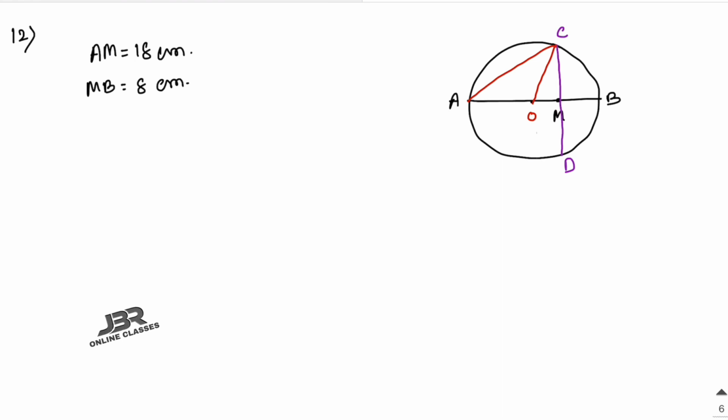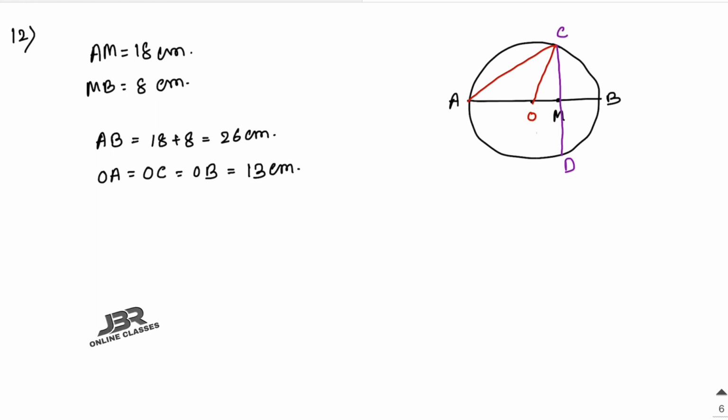So here first write down AB. AB is equal to the diameter. So diameter means 18 plus 8, that is equal to 26 centimeter. So OA or OC or OB are the radius of that circle. So that is equal to 13 centimeter.